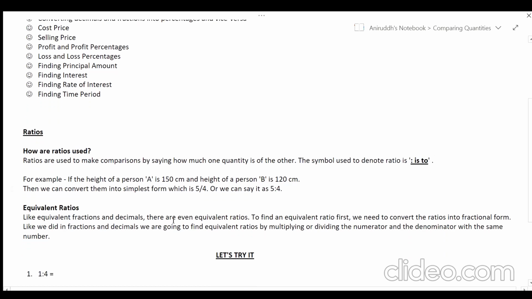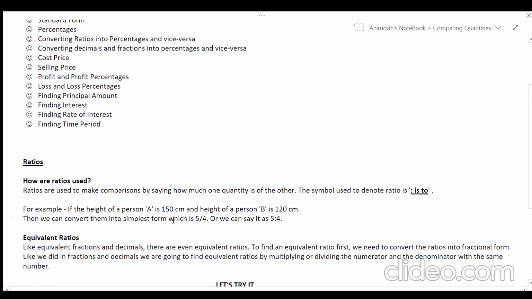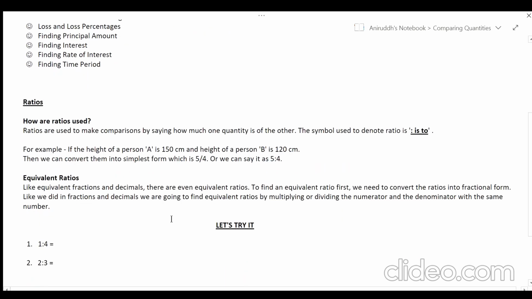Equivalent ratios. Like equivalent fractions and decimals, there are even equivalent ratios. To find an equivalent ratio, first we need to convert the ratios into fractional form. Like we did in fractions and decimals, we are going to find equivalent ratios by multiplying or dividing both the numerator and the denominator with the same number. So let's try it.